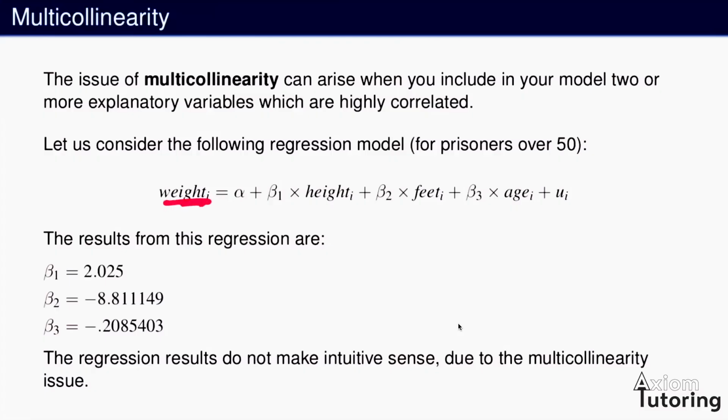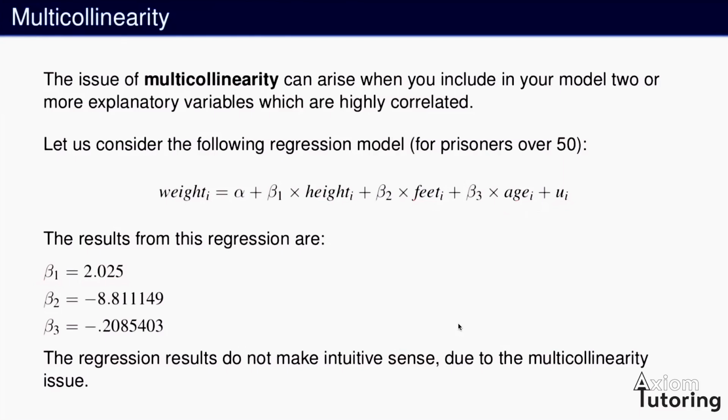We have weight is equal to alpha plus beta 1 times height in centimeters, plus beta 2 times feet, plus beta 3 times age, plus my error term. Now, notice here that we only include feet and we no longer include inches. The results from this regression are that beta 1 is equal to 2.025, beta 2 is equal to minus 8.8, and beta 3 is equal to minus 0.2.